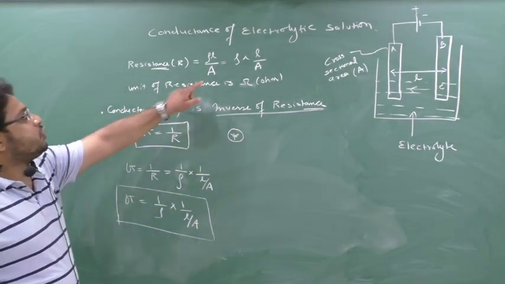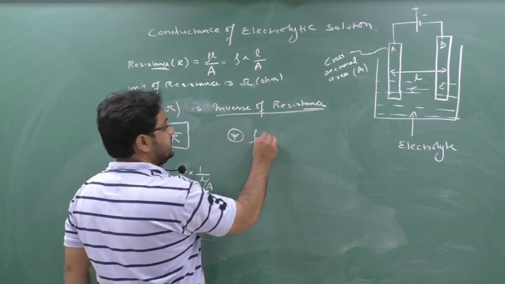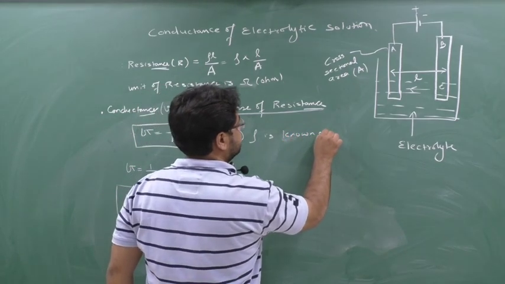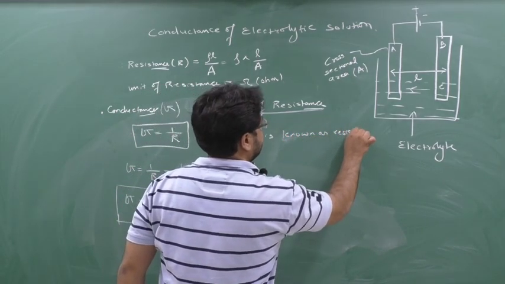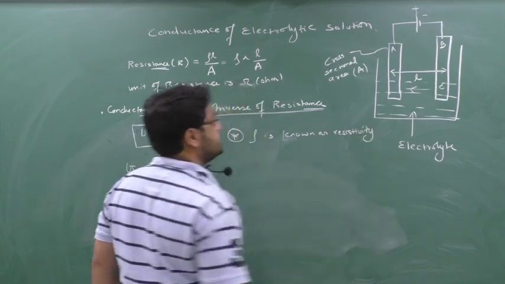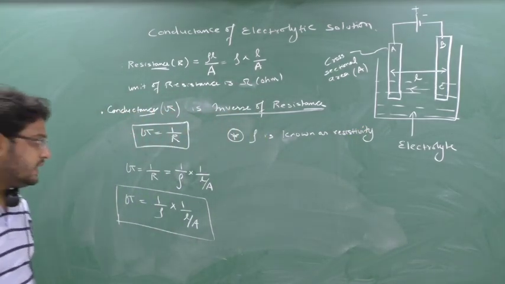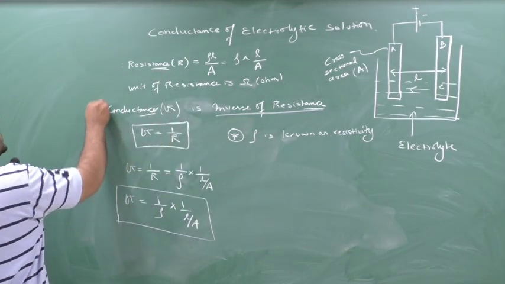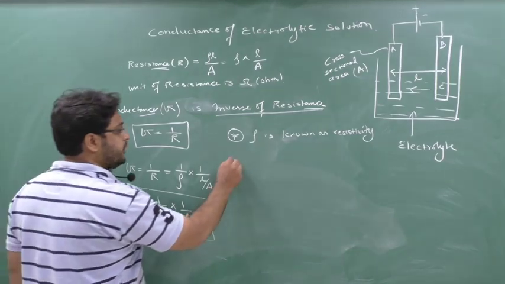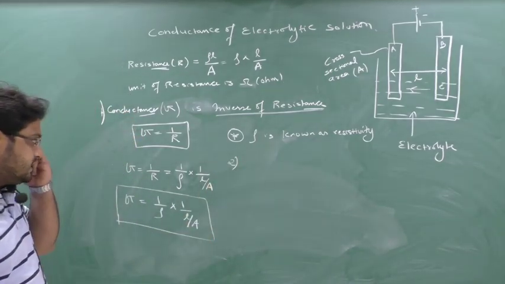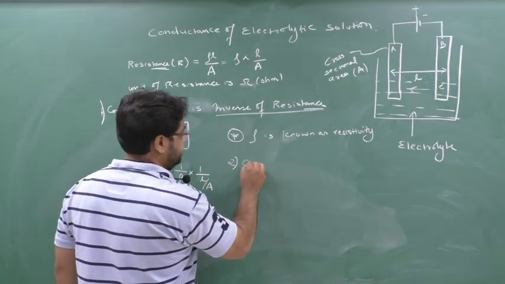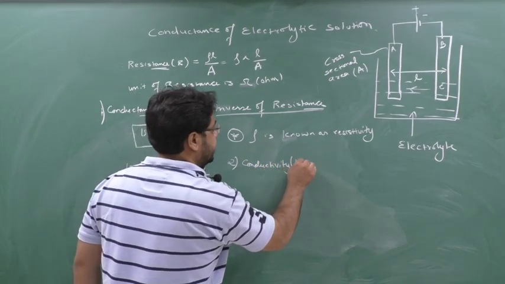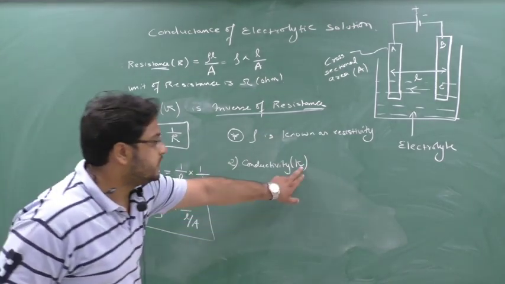You can see here there is a rho, and this rho is known as resistivity, and it is different for different materials. So first I have introduced conductance. Now the second portion I am going to introduce is conductivity, and it is indicated as K, kappa, small k.